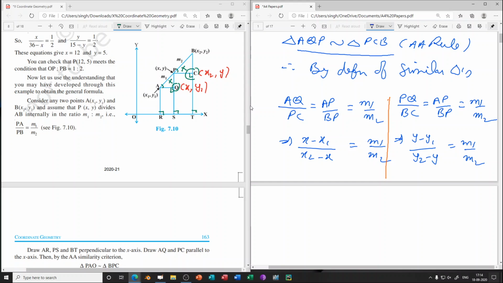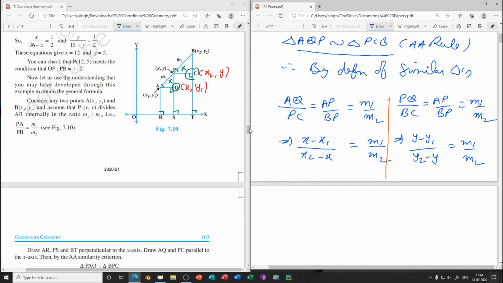But what is AQ? See the figure very carefully: the distance of point Q from the y-axis is x, and for point A it is x1. So the length AQ will be x minus x1.